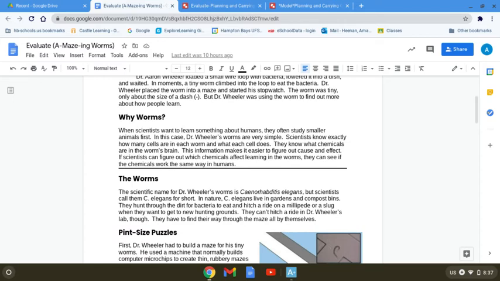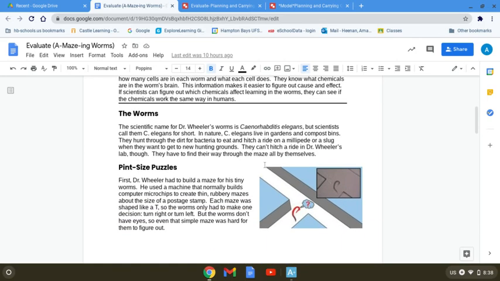Why worms? When scientists want to learn something about humans, they often study smaller animals first. In this case, Dr. Wheeler's worms are very simple. Scientists know exactly how many cells are in each worm and what each cell does. They know what chemicals are in the worm's brain. The information makes it easier to figure out cause and effect. If scientists can figure out which chemicals affect learning in worms, they can see if the chemicals work the same way in humans.